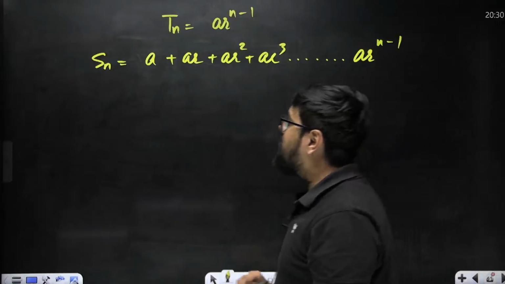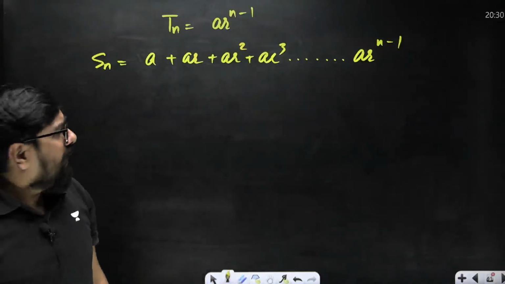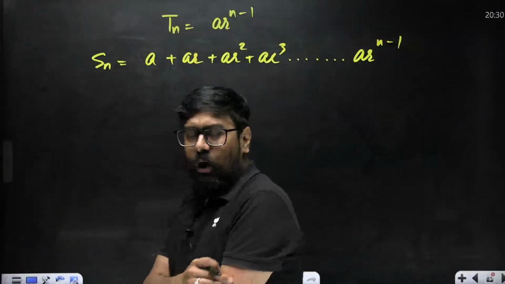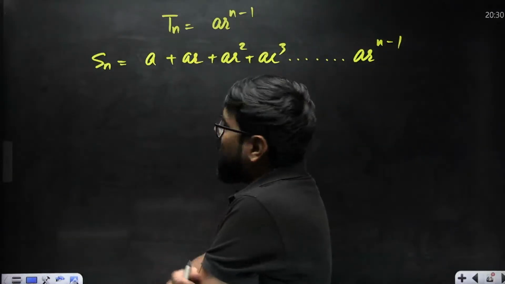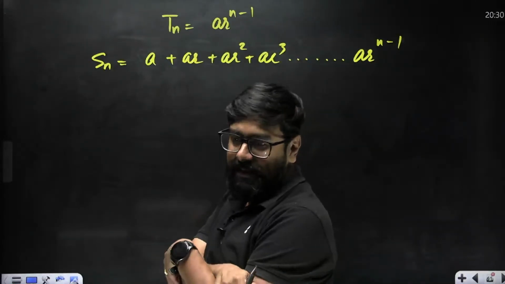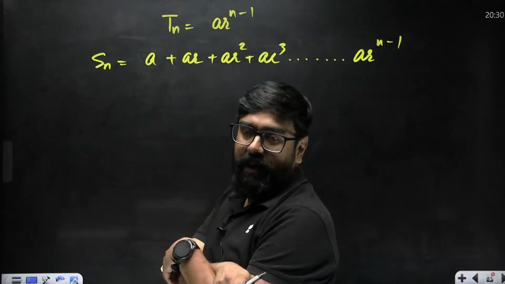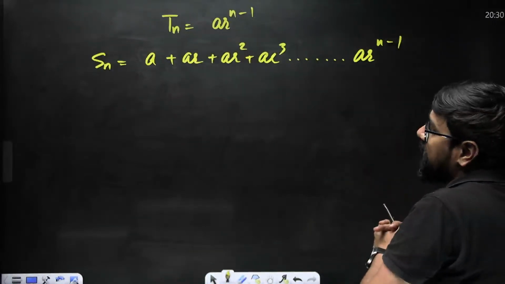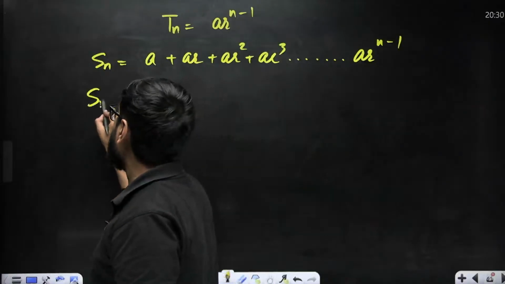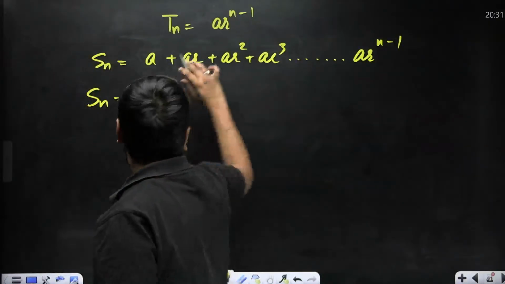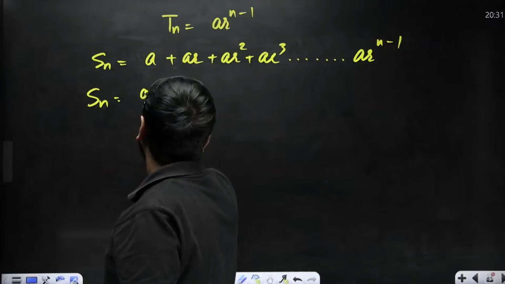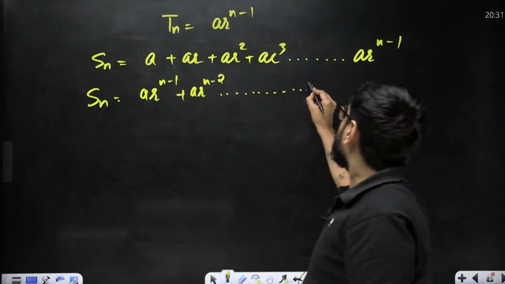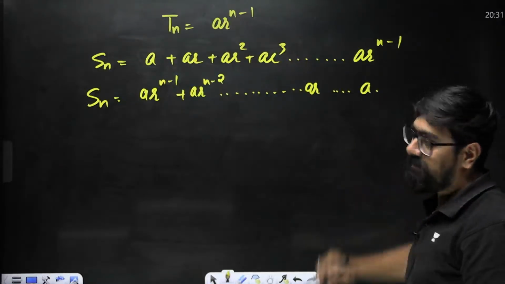So by this I realize, why don't we just multiply the common ratio in every term? What will happen? Let's see. If I multiply the equidistant terms, by the same idea, Sn is equal to, just like I did in AP, I'll write it in reverse: AR to the power n minus 1 plus AR to the power n minus 2, like this, somewhere over here AR, and then the final term is A.